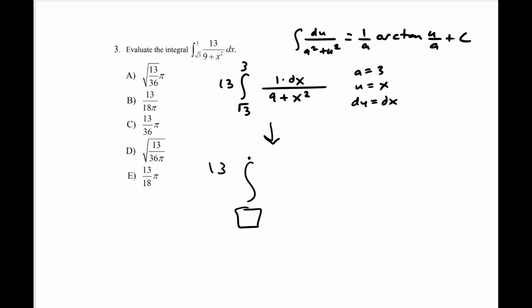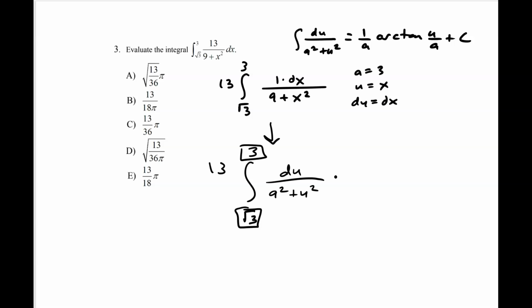Now remember, we're going to change this in just a second. Of, what do we have? du over a squared plus u squared. But let's change everything to be in terms of u, including these limits of integration. So if x was root 3, oh, well, u is equal to x, so this is still going to be root 3, and this is still going to be 3.